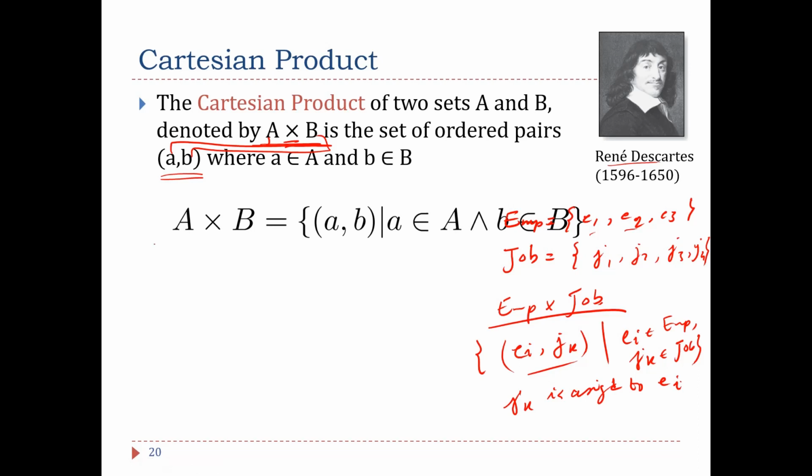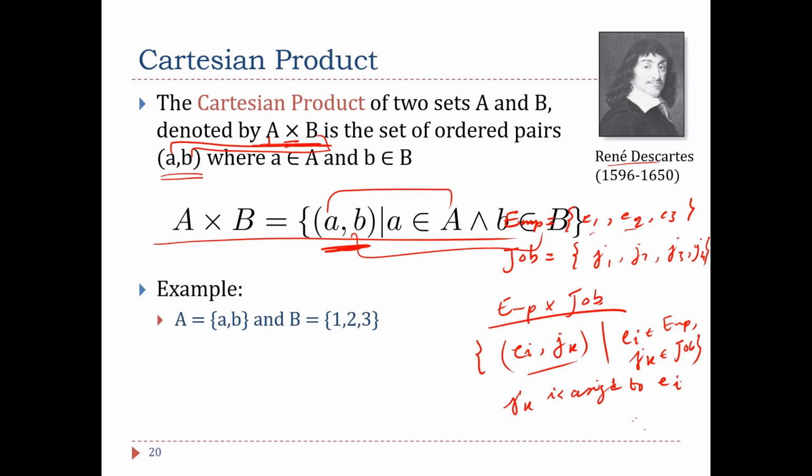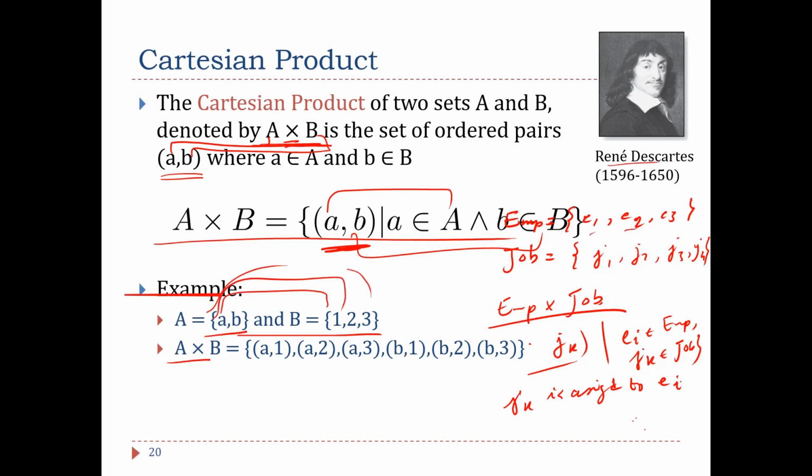So it can be defined in this way. It's the set of pairs of elements (a, b) such that the first one belongs to A and the second one belongs to B. Example: if A is composed of these two elements, a and b, and capital B contains 1, 2, 3, then the set of possible pairs of A cross B would be equal to (a,1), (a,2), (a,3), and (b,1), (b,2), (b,3). So you end up having 6 different elements.